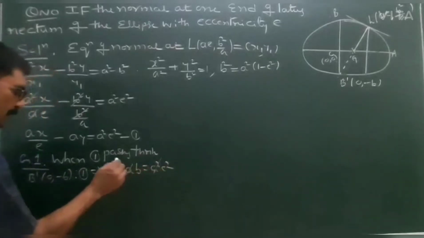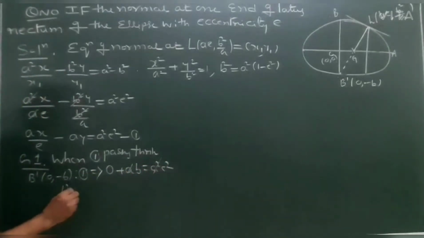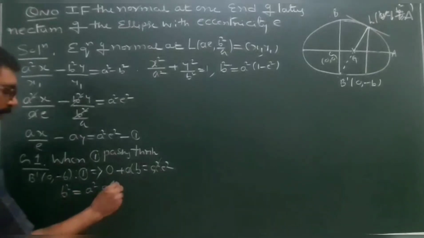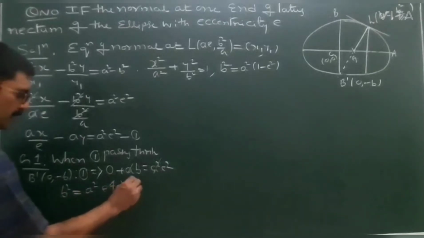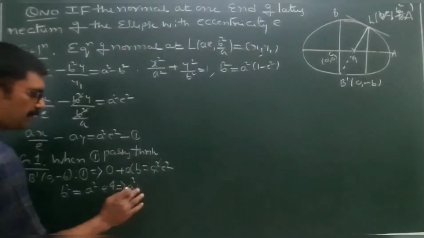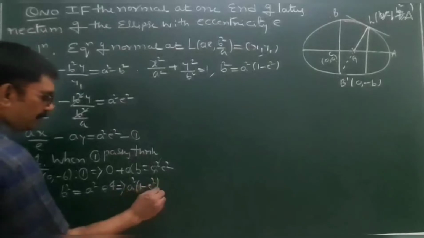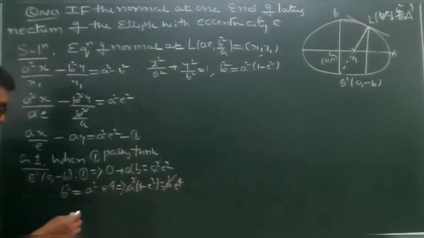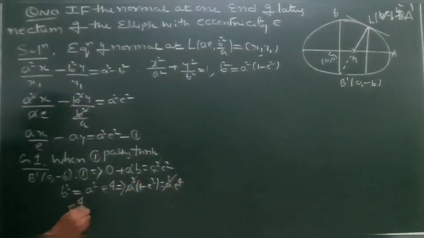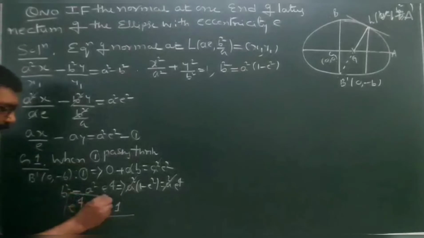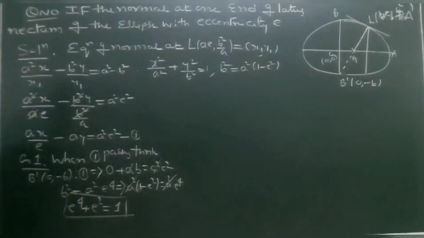One a goes. Now squaring on both sides, b² = a²e⁴. This is given to be a²(1 − e²) = a²e⁴. The a² gets cancelled. Therefore, we obtained e⁴ + e² = 1, which is the one simple condition.